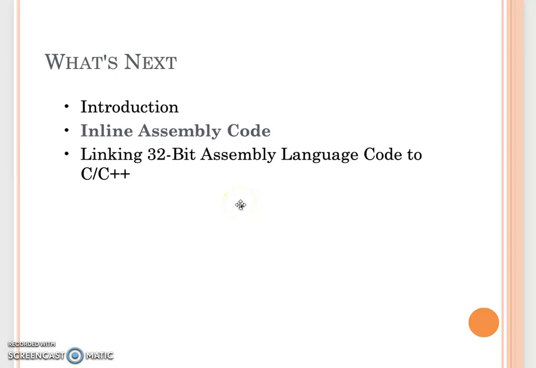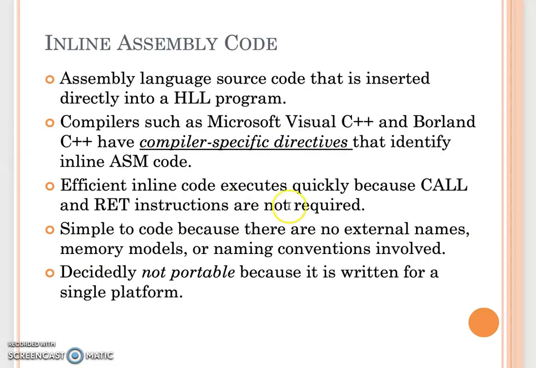In this video, we will demonstrate how to write inline assembly code in a C++ source file. Inline assembly code can be inserted directly into a high-level language program. In this example, since we use Microsoft Visual Studio C++ on a Windows system, we will use that for the example. Compilers like Visual Studio C++ have a compiler-specific directive that can identify inline assembly code.